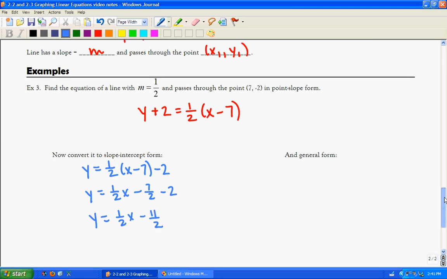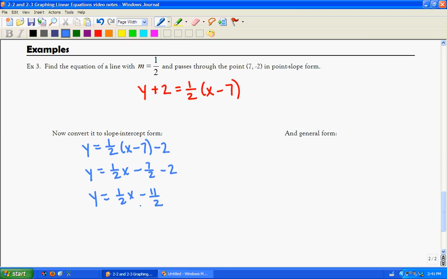So now we know a little bit more about our line. We know that it has a y-intercept of negative 11/2. And then we can also go back to general form.